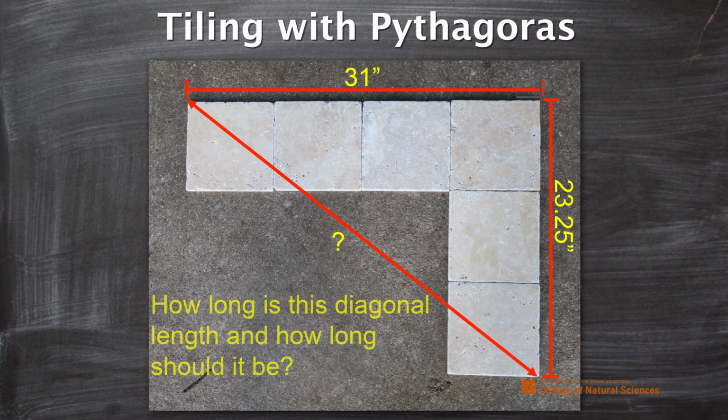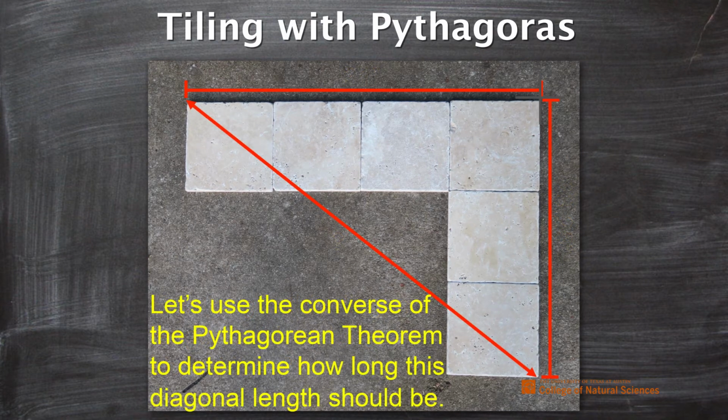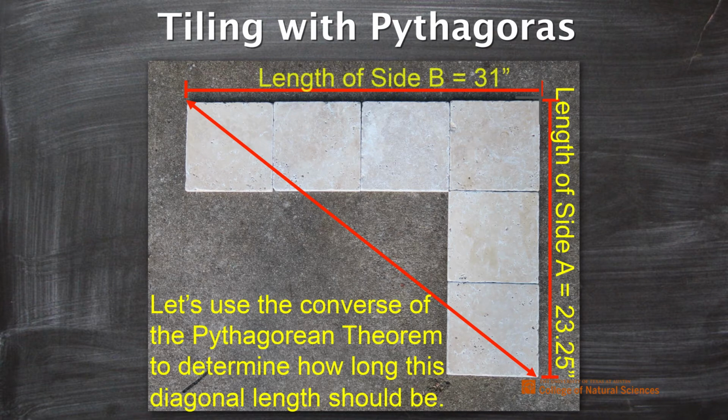And the question is, how long is this diagonal length as we've currently laid out our floor tiles, and how long should it be? We're going to use the converse of the Pythagorean theorem to determine how long this diagonal length should be. So let's refer to the length of the 3 tiles as side A, and that was 23 1/4 inches. And let's refer to the length of those 4 tiles as side B, and that was 31 inches.